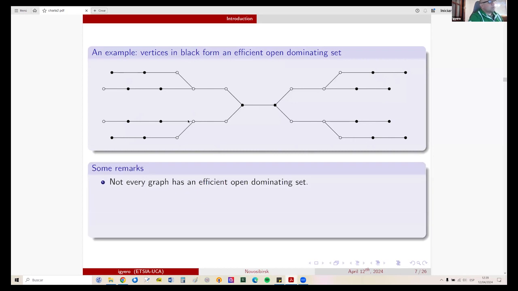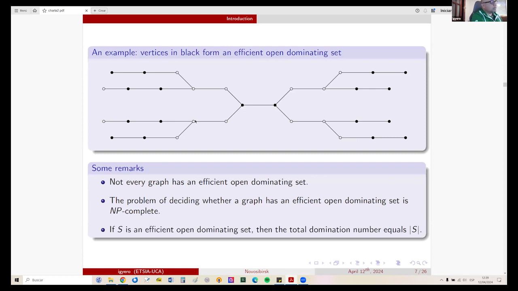And similarly to the case of efficient domination, the efficient open domination also has the same property, that not every graph has an efficient open dominating set. And as you could also think, the problem of deciding whether a graph has an efficient open dominating set is NP-complete. Yeah. And again, the same property: if we have a set S, which is an efficient open dominating set, then the total domination number exactly equals the cardinality of S. Yeah. So these are the main definitions.